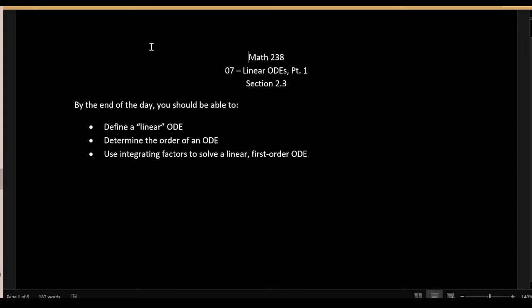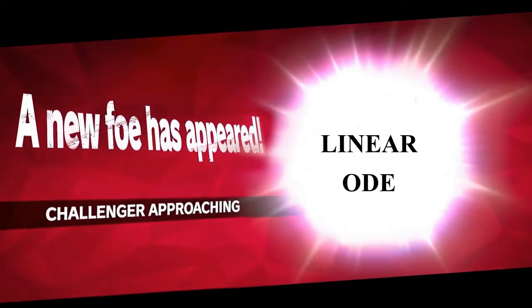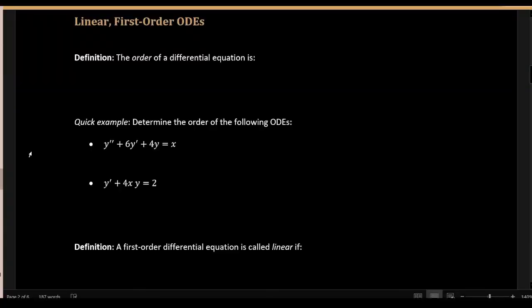Alright, we have another variety of ODE. This time we'll be studying what's called a linear ODE. Now when we're looking at a differential equation and we're trying to figure out what type it is, one of the useful ways to classify a differential equation is by something called its order.